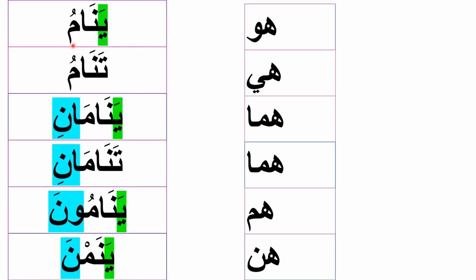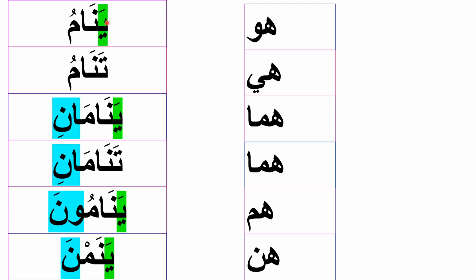هو ينام. He sleeps. Singular masculine. هي تنام. She sleeps. Feminine singular. هما ينامان. They both sleep. Masculine dual. هما تنامان. They both sleep. Feminine dual. هم ينامون. They sleep. Masculine plural. هن ينمن. They sleep. Feminine plural.